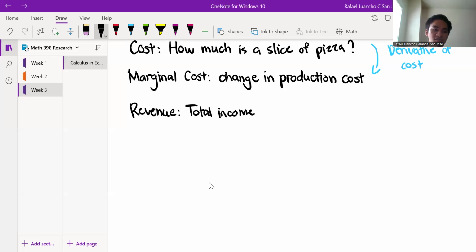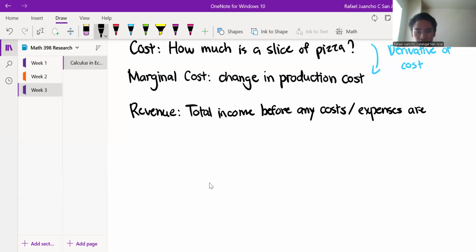I sold 10 pizzas for $10, that's my revenue. But we actually did not consider the fact that we spent some money to hire workers to make pizzas, and we also spent some money to buy ingredients and all of those other factors. So basically, the revenue is the total income before any costs or expenses, those are interchangeable, are deducted. So that's our revenue.